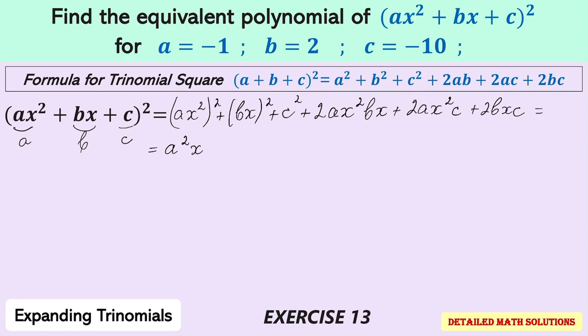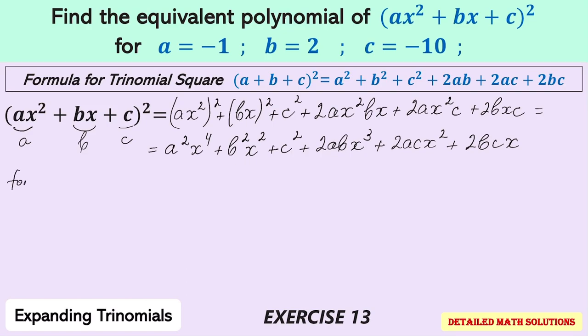a squared x to the 4th power plus b squared x squared plus c squared plus 2ab x to the 3rd power plus 2ac x squared plus 2bc x. As a next step, I need to substitute a with -1, b with 2, and c with -10.